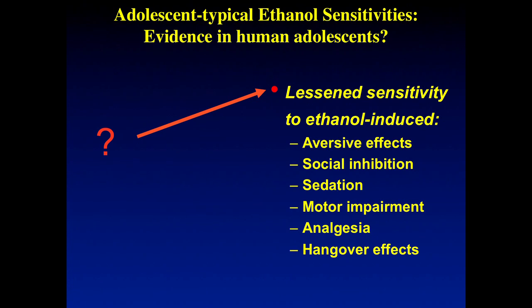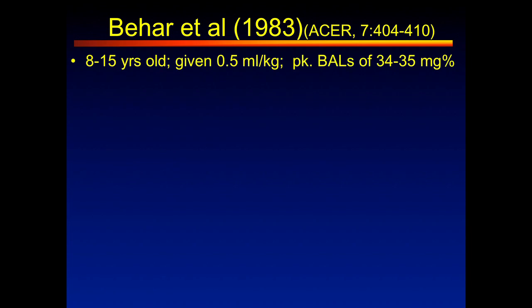What about the lessened sensitivity to ethanol effects? I know of only one study that's really looked at that, and it's a very old study. This was Behar et al., 1983. And actually, Kenny was the first one that told me about this study. What they did is they gave 10 to 15-year-olds alcohol that produced peak blood alcohol levels of about 34 to 35 milligrams percent, which is pretty low. I mean, 80 milligrams percent and above is the NIAAA definition for binge drinking.